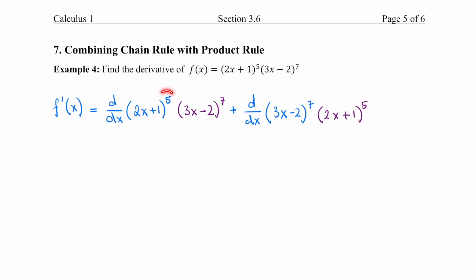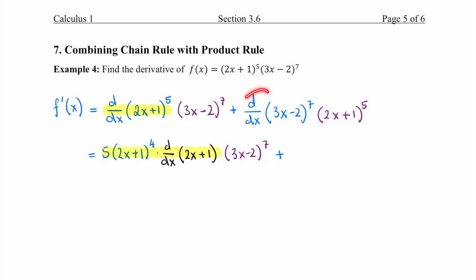First, differentiate the outside power. Using the power rule, I have 5 times (2x plus 1) to the fourth power. And then multiplying by the derivative of the inside function. So this is the derivative of 2x plus 1, to the fifth. And multiplying by (3x minus 2) to the 7th.